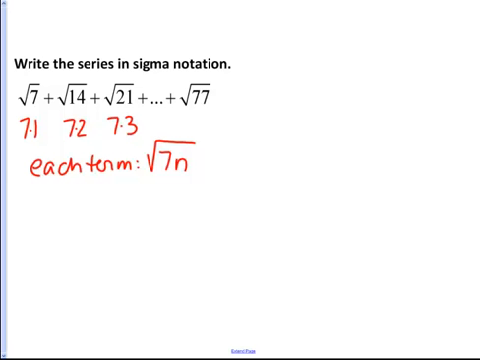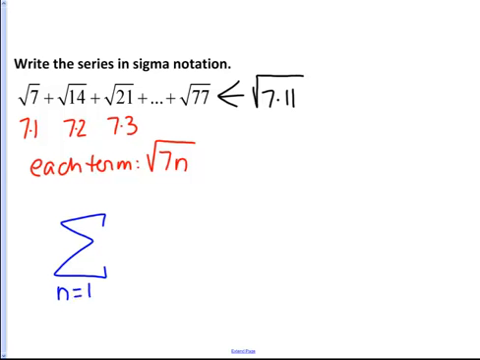Wherever you are, 7 times that number will give you the term in the sequence. So that last term then, because it's 7 times 11, must be the 11th term in this series. So we know where to start and where to end with our sigma notation. We'll start with n equals 1, go up to 11, and the formula for each particular term is radical 7n.